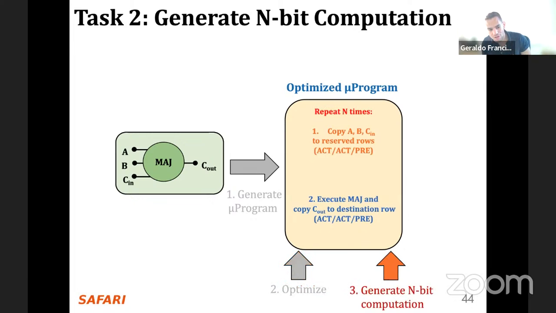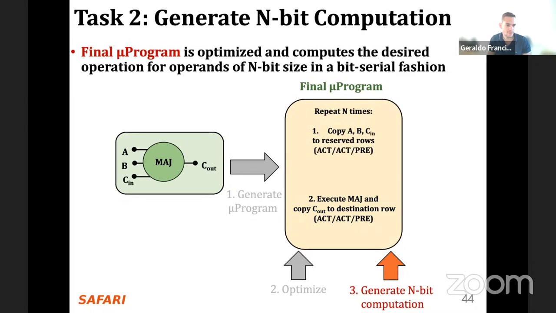So finally, the last part of task two is to generate an n-bit implementation of the desired operation. So far, we only had a one-bit output for this microprogram. So basically, we need to insert some control registers or control instructions to allow this sequence of triple row activations to loop for as many bits or data elements as you have in a data word. In this way, we execute the operation in a bit-serial manner inside DRAM. In the end, we have the final microprogram, which is an optimized implementation of the initial AND/OR/NOT-based implementation that was input by the user, and it can be repeated any number of times to generate a bit-serial implementation of the operation in DRAM.